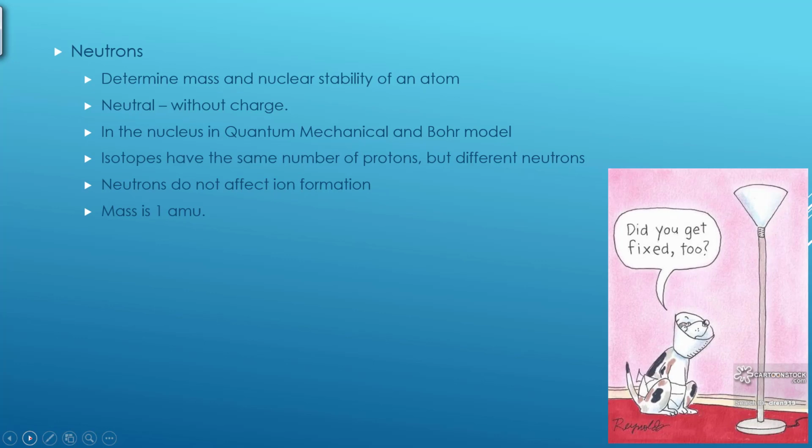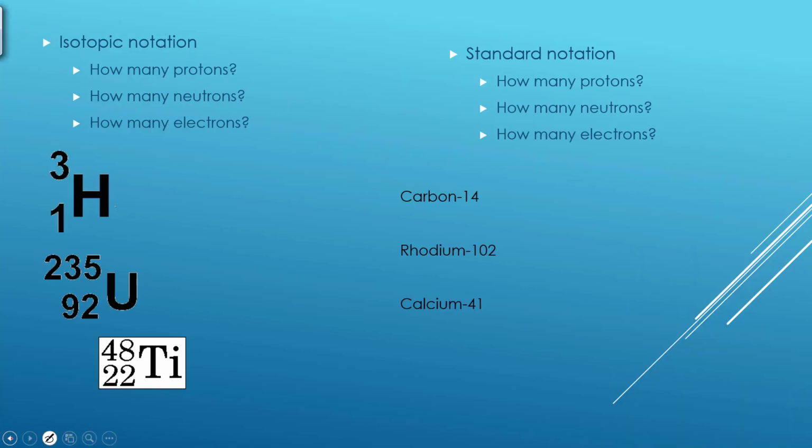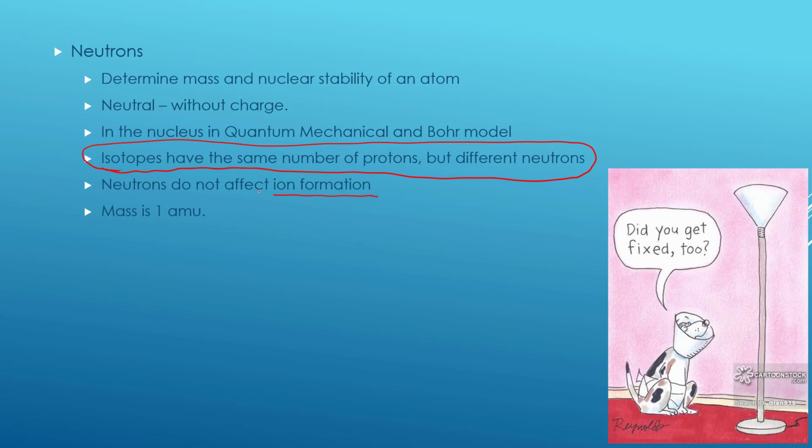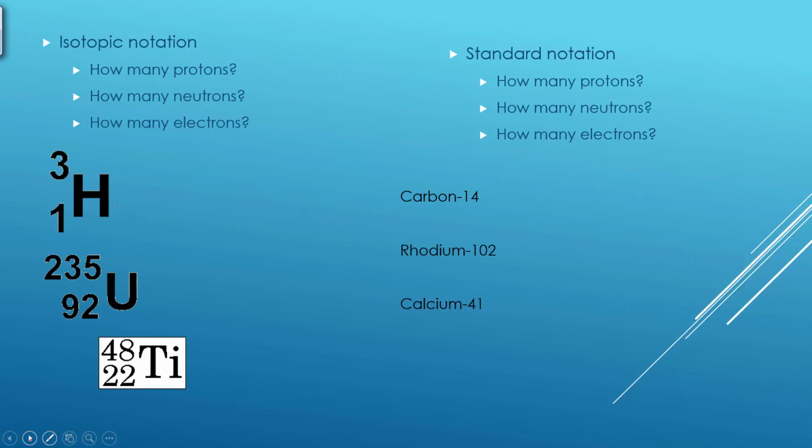Neutrons determine the mass and nuclear stability of an atom. They're neutral, meaning without a charge. Their charge is 0. They are in the nucleus, in the quantum mechanical model and in the Bohr model. Isotopes have the same number of protons but a different number of neutrons. That is the definition of an isotope. Neutrons do not affect ion formation, which means they do not affect the charge. The mass of a neutron is 1 atomic mass unit.